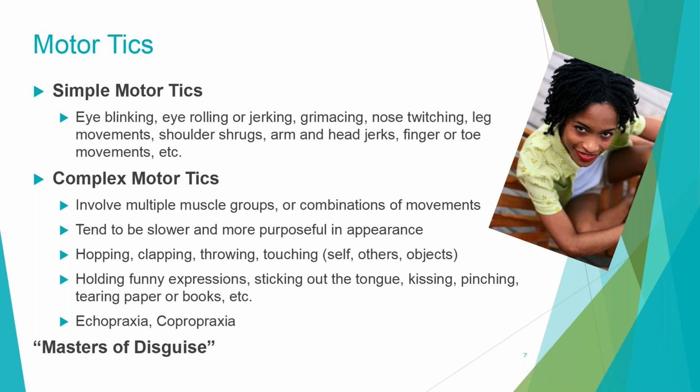Complex motor tics can be involved. They have to involve multiple muscle groups, and sometimes they look slower and more purposeful. Echopraxia and copropraxia: echopraxia is mimicking other people's gestures or facial expressions, and copropraxia obviously is obscene gestures. Both of those things can get people into a lot of trouble. Kids with echopraxia, their friends think they're making fun of them. Teachers think they're being imitated.